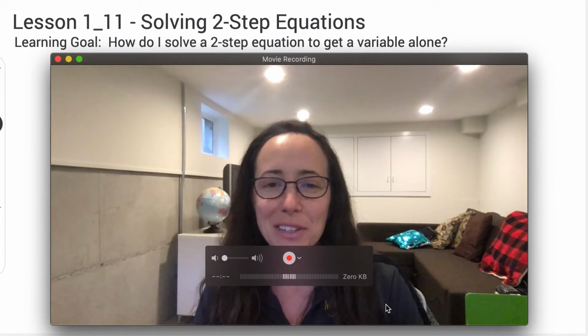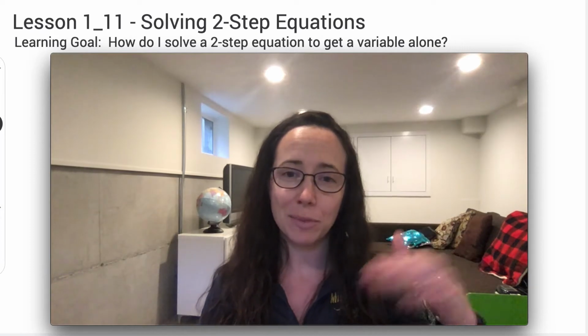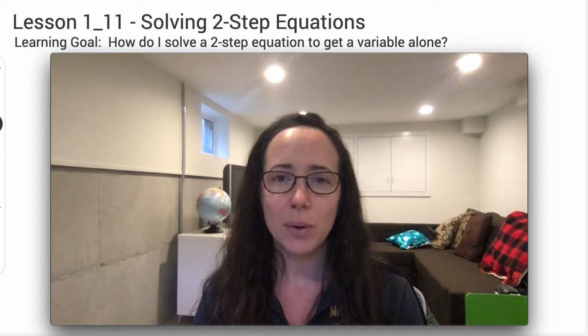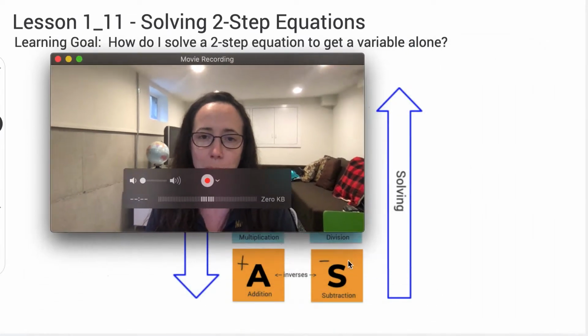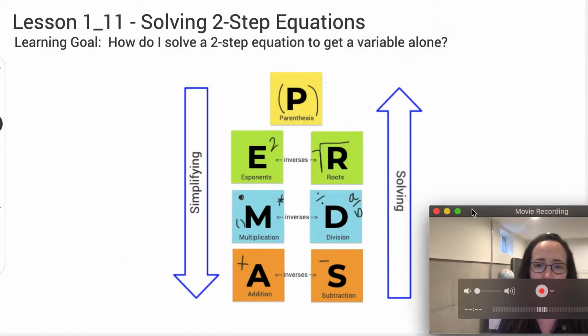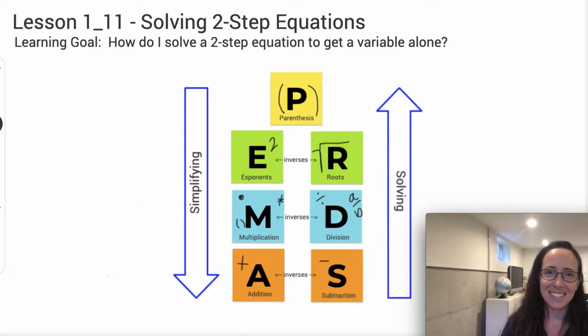Today we are going to be learning how to solve two-step equations using the same technique as last time, showing your work in a table. So the goal today is how do I solve a two-step equation to get a variable alone? And we're going to be using, again, this order of operations thing where it shows the order of operations. We go down when we're simplifying, we go up when we're solving. And this is going to be a lot more important today because we're going to be working with two-step equations. So I'll show you how we're going to use it in just a second.